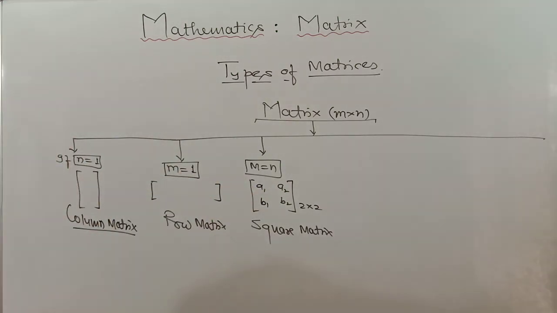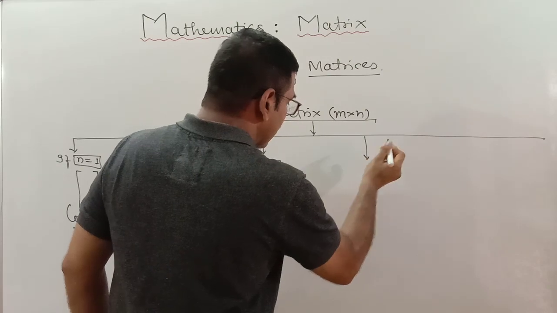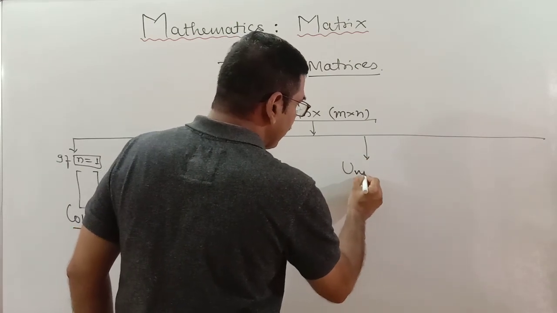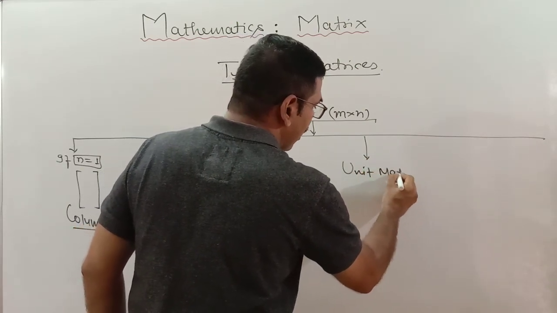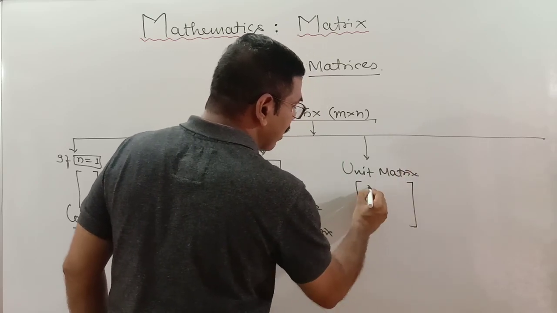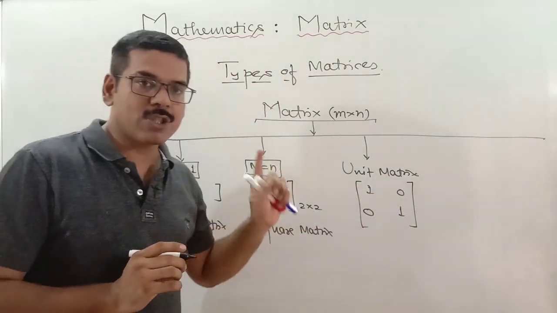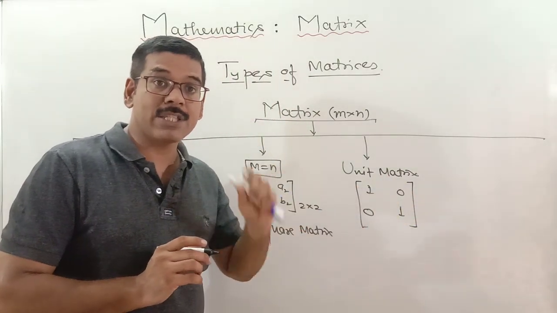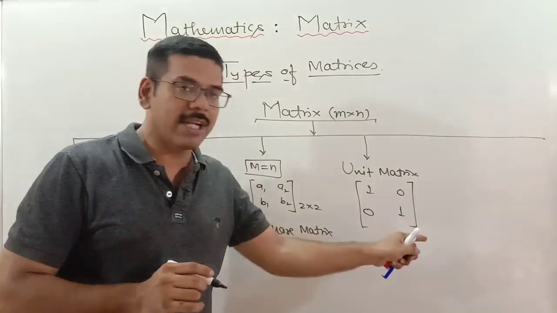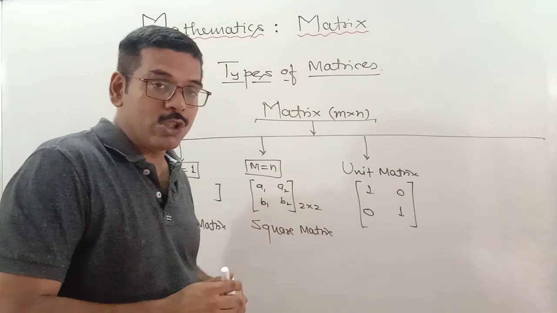Now the fourth kind of matrix we should see is the unit matrix. A square matrix in which all the diagonal elements are 1, and the rest are 0: 1 0 0 1. It is a kind of square matrix. A square matrix whose diagonal elements, these are called the diagonal elements, are 1 is called the unit matrix.